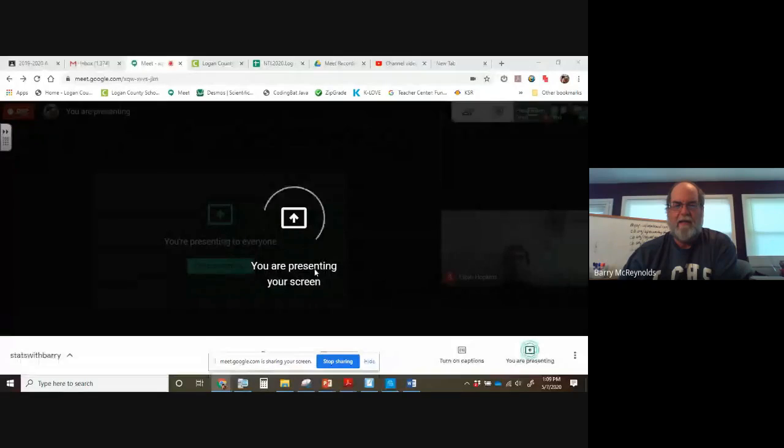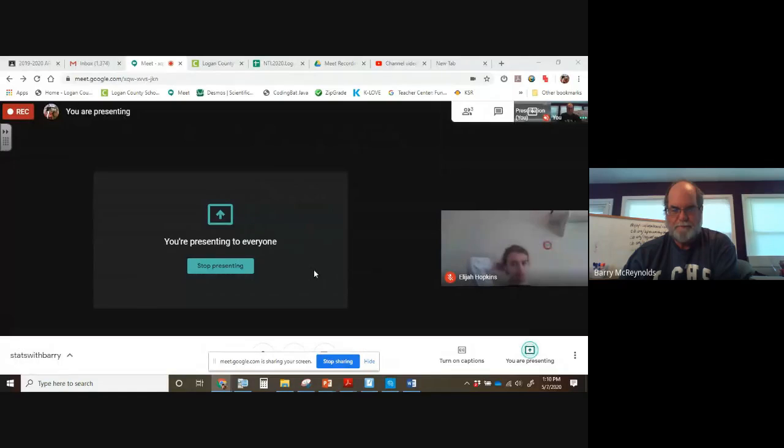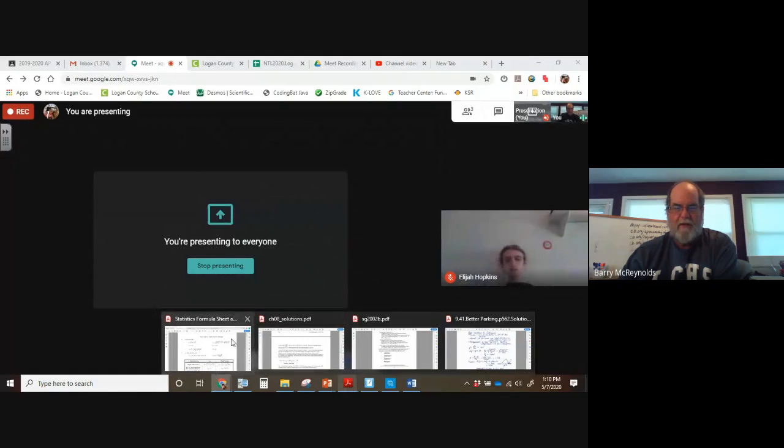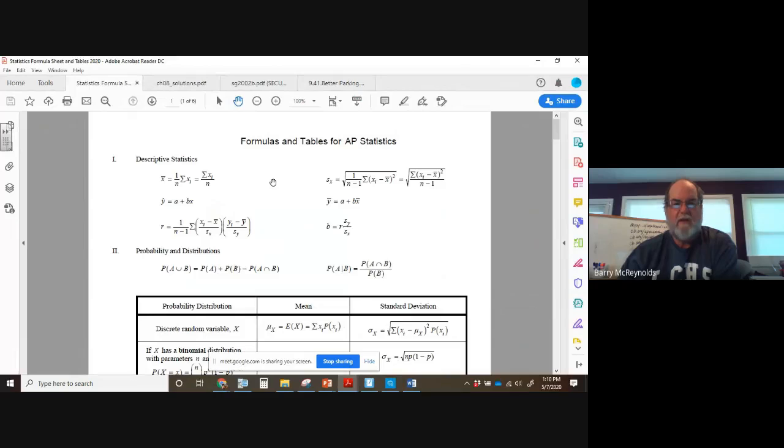But let me just walk you through the formula sheet that they're going to use this year. It's different than what we've been using in terms of its format. The actual sheet itself, the formulas are the same, but the format is a little bit different. So I want to share that so everybody can get comfortable with what they're going to see. So that formula sheet looks like this.